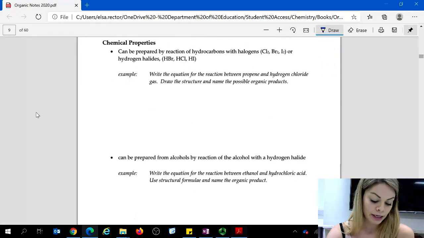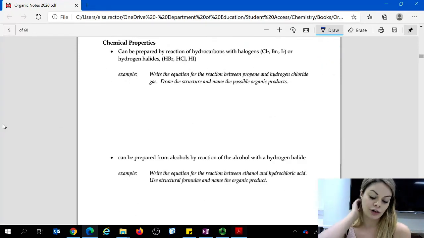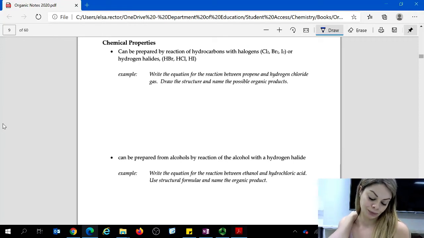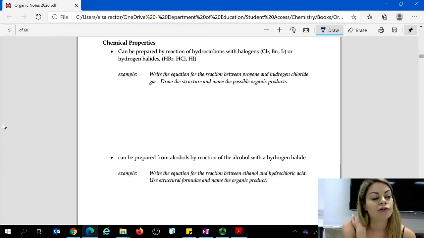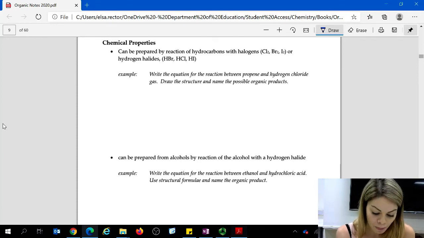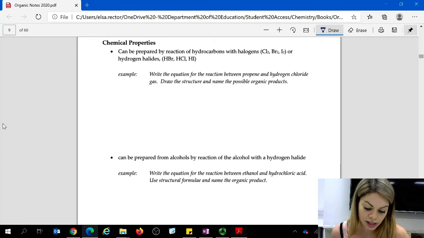Next, chemical properties. Alkyl halides can be prepared by reaction of hydrocarbons with halogens. We know this. So one way to make a haloalkane is to do a substitution or an addition reaction with an alkane or an alkene. So you've done this to death.